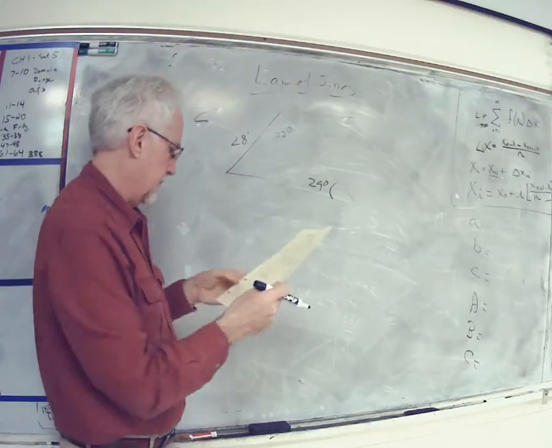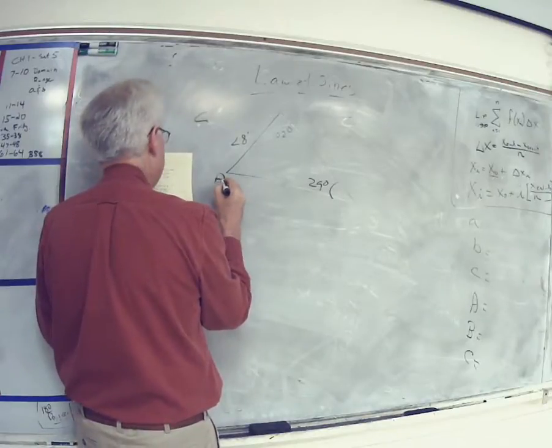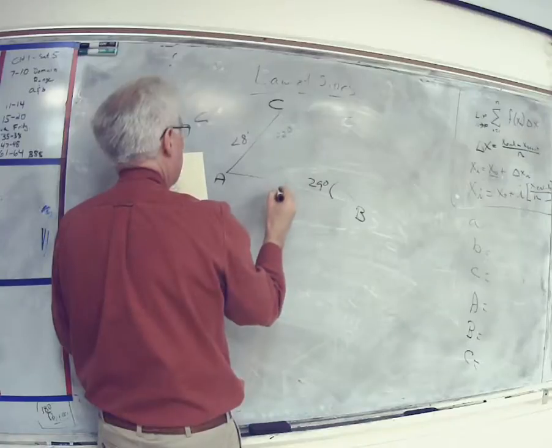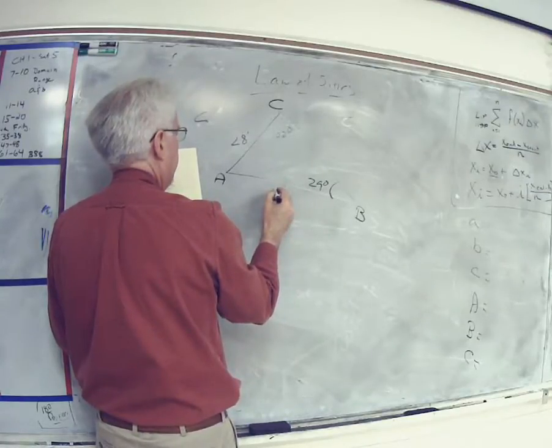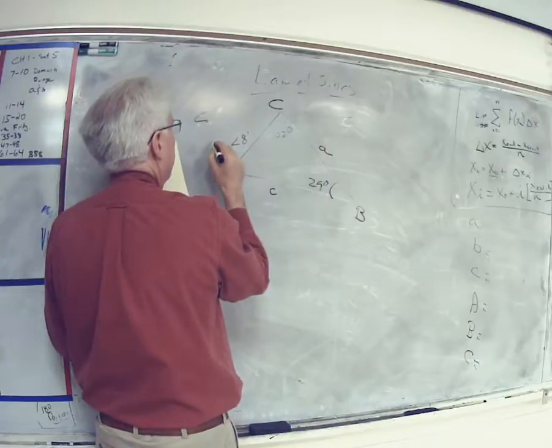Label. Yeah, let's label it. And it doesn't really matter, you just got to be consistent. So I'm going to call this A, and I'm going to call this B, and I'm going to call this C. So what is this equal to? Little c, this is little a, and this is what? Little b.